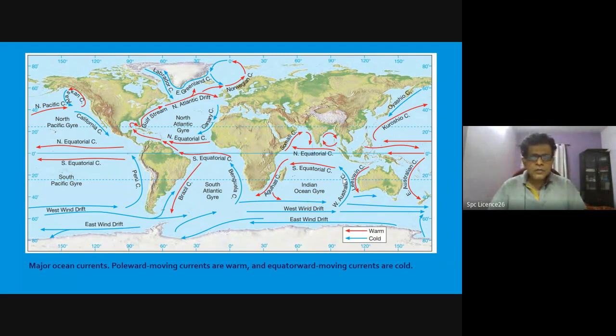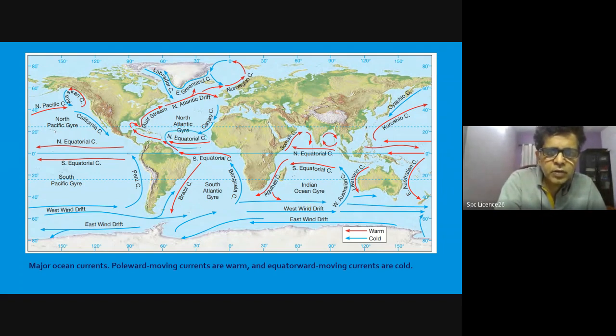Now, the further logic is that these westward moving currents from the equator, you'll have two of them. You have one to the north of the equator, the north equatorial current, and one to the south of the equator, the south equatorial current, in each of these oceans. It's not exclusive to any one. You'll have them in each of these oceans. You'll have them in the Indian Ocean also, and in the Pacific Ocean also.